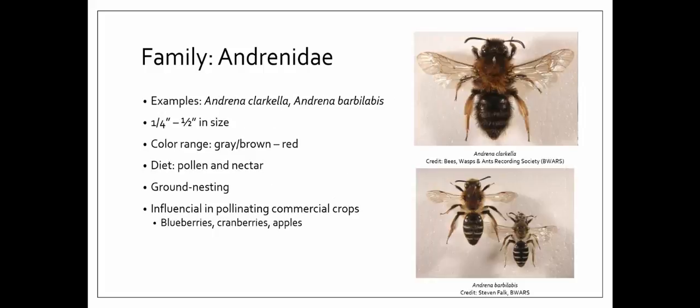Some examples within this family are Andrena clarkella and Andrena barbilabus. They range from a 1/4 inch to a 1/2 inch in body size. Their colors also can range from a grayish brown to red. They are ground nesters and feed on pollen and nectar. They are also influential pollinators of commercial crops such as blueberries, cranberries, and apples.